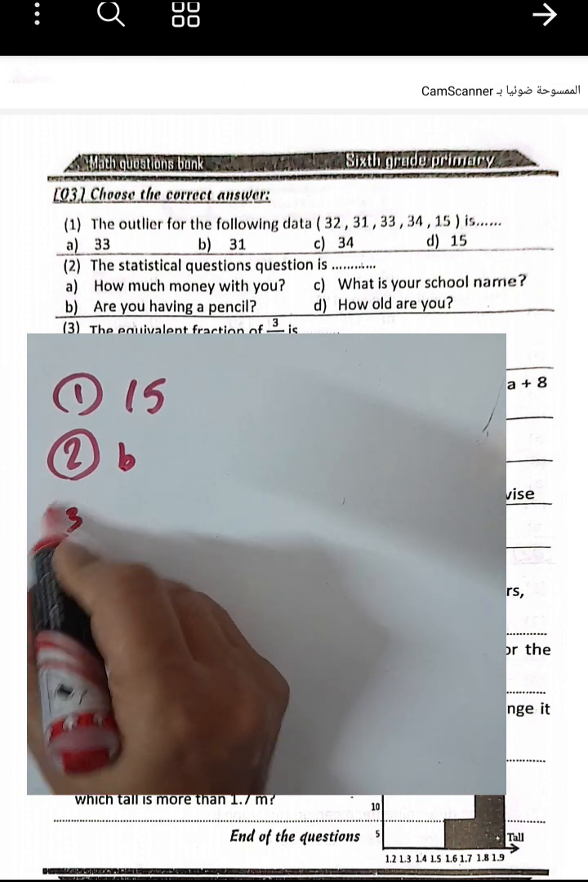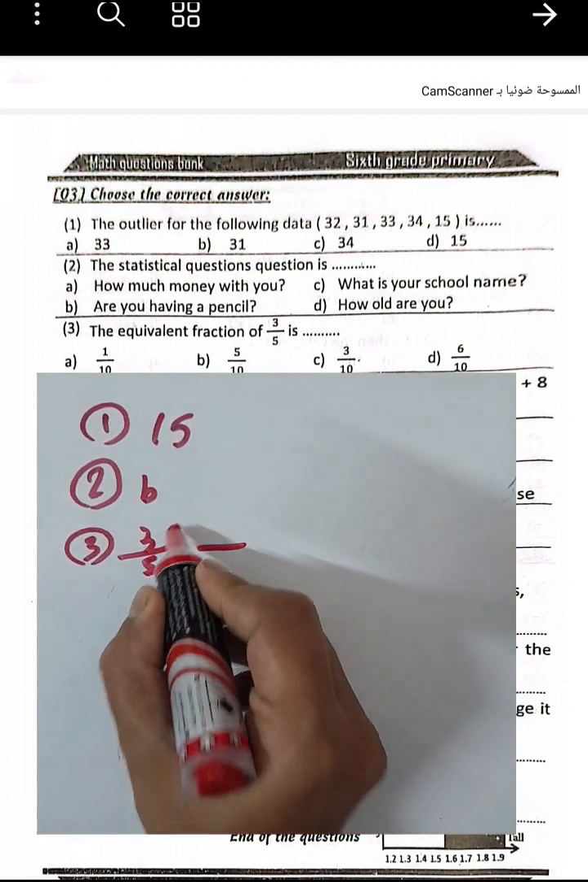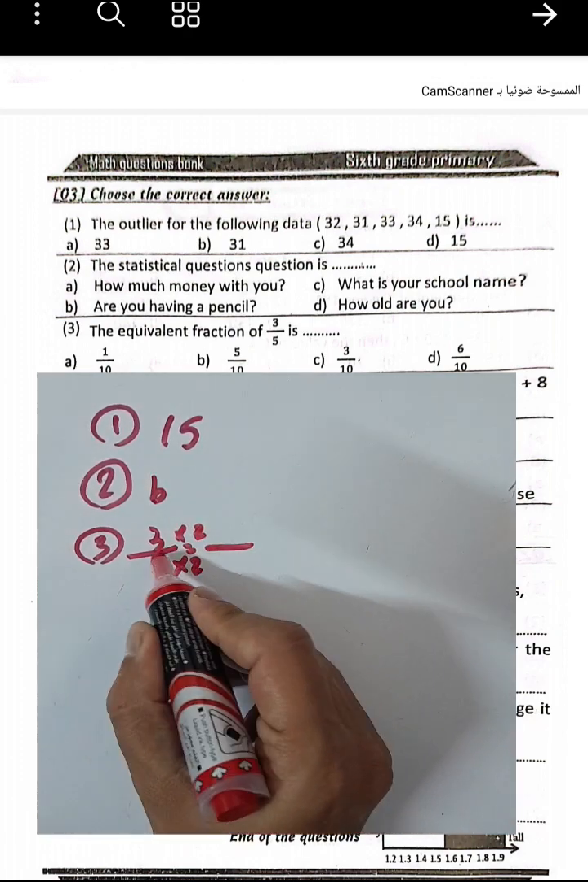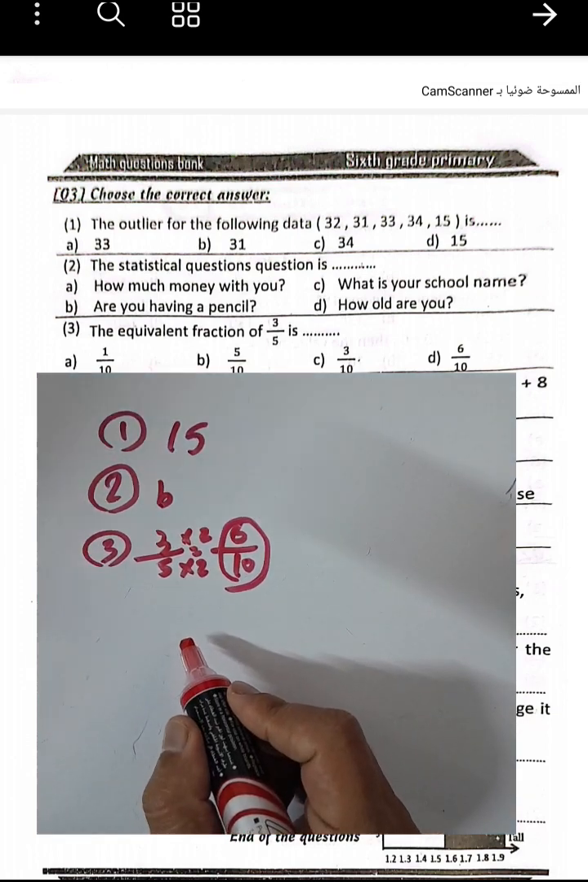Question number 3. The equivalent fraction of 3 over 5 is: we can multiply by 2, the numerator and the denominator. 2 times 3 equals 6, 2 times 5 equals 10. The result will be 6 over 10.